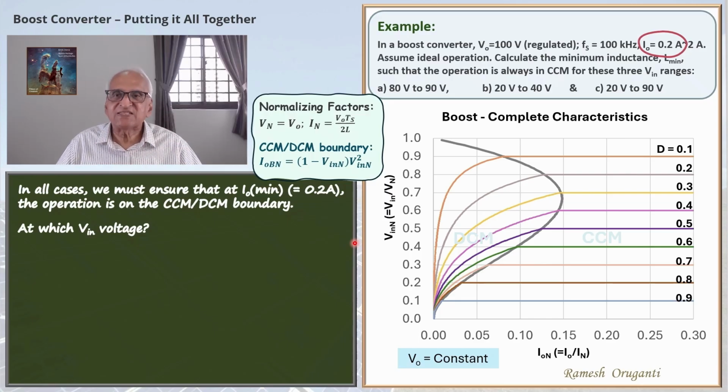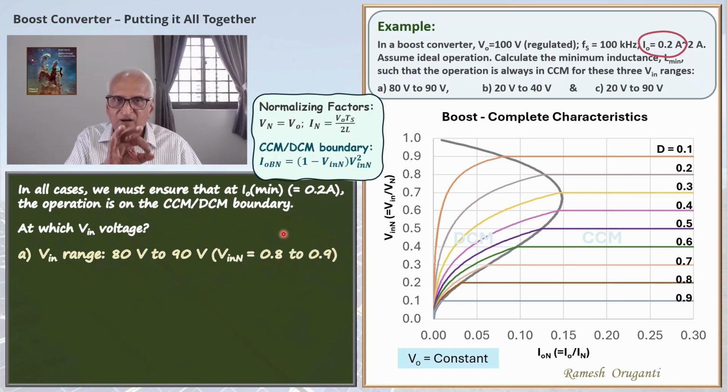First, let's take case A. Vin range is 80 to 90 volts. V0 is 100 volts. So the normalized voltage value is 80 by 100, 0.8 to 0.9. We can mark the range here as shown.